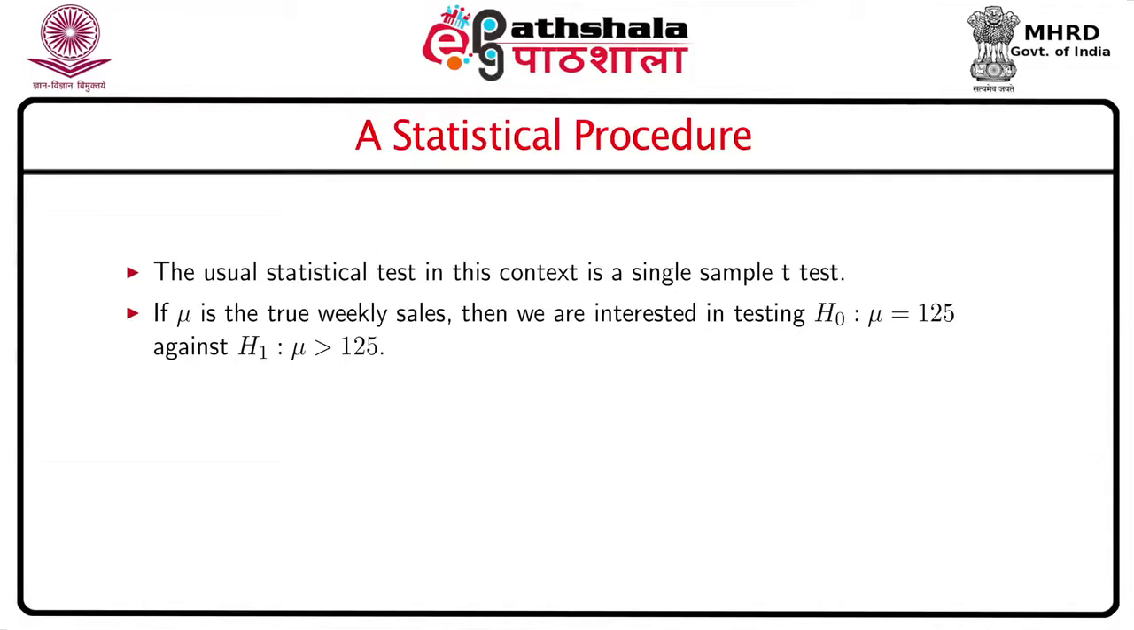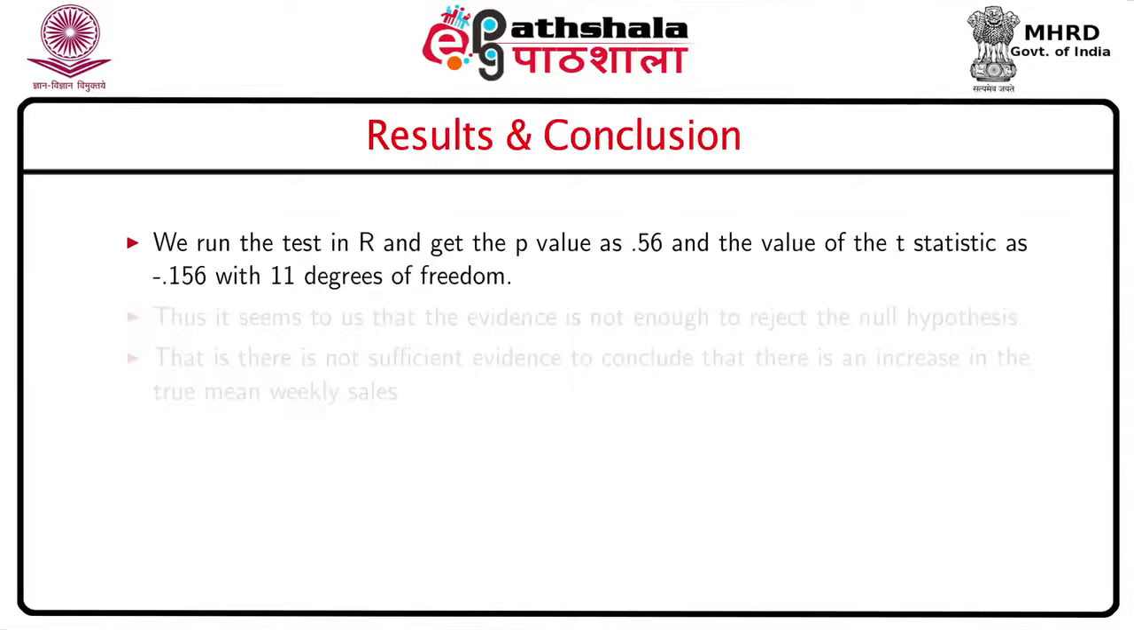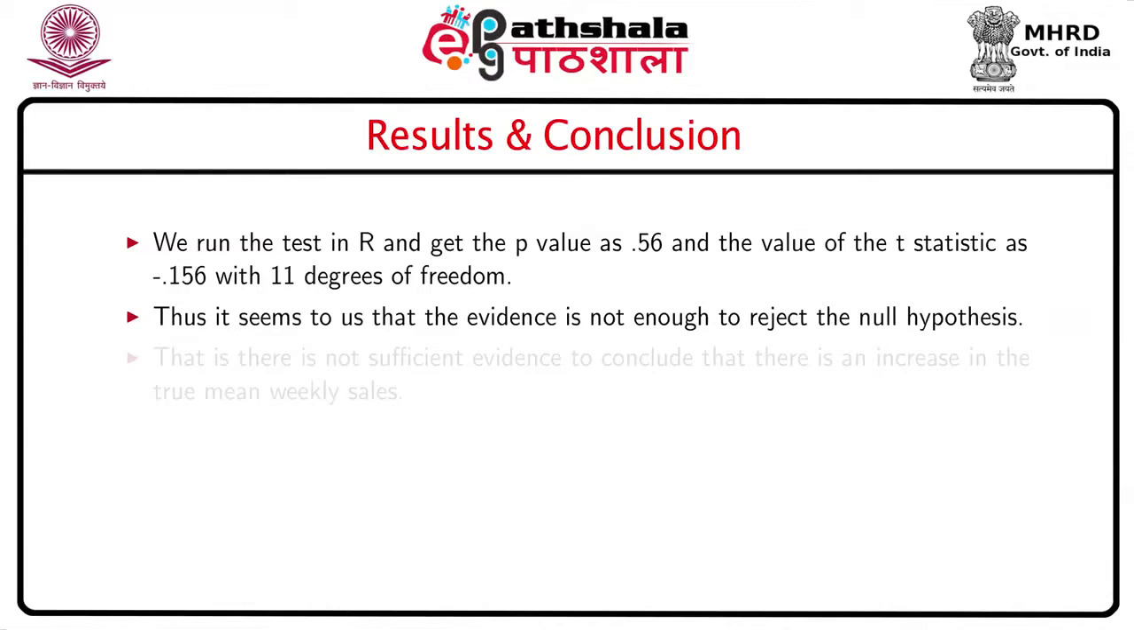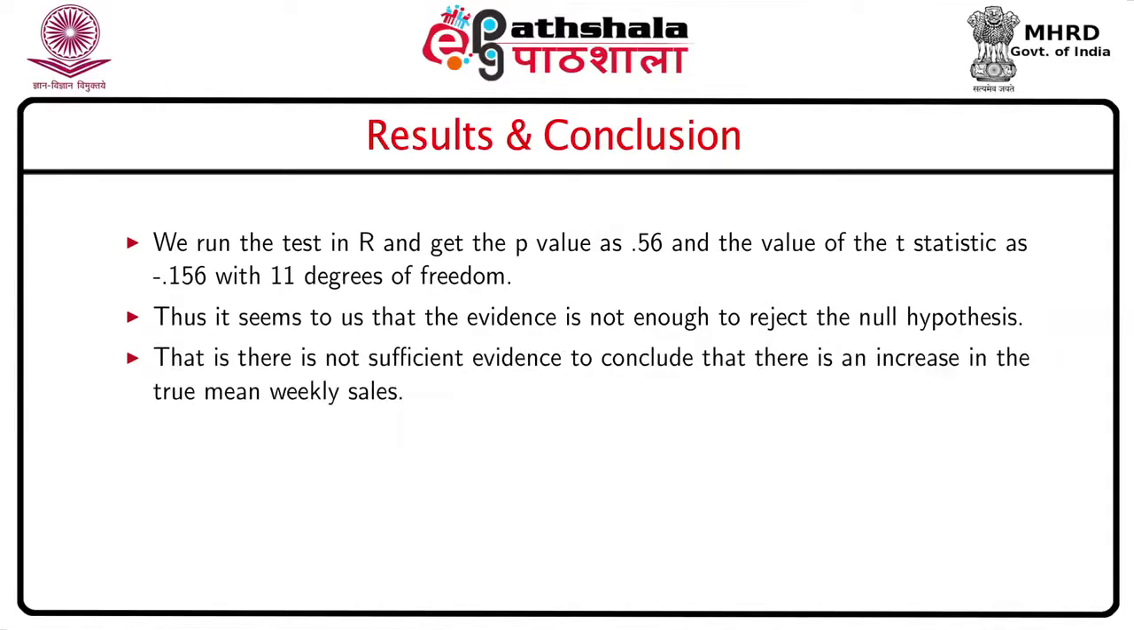So this is a single sample problem, and if we assume normality of the data, then the usual statistical test in this context is a single sample t-test. If we run the R code for the t-test, we get the p-value as 0.56, the value of the t-statistic as minus 0.156 and the corresponding degrees of freedom as 11. So this p-value is quite high and far from the 0.05 or 5% level. So the evidence is not enough to reject the null hypothesis. Therefore, the conclusion in this case is that the evidence is not sufficient to conclude that there is an increase in the true mean weekly sales.